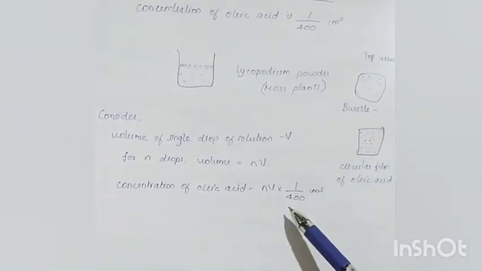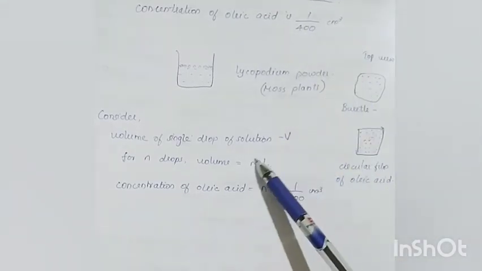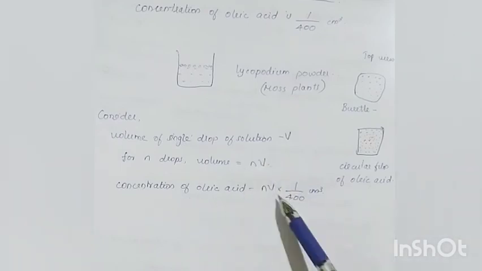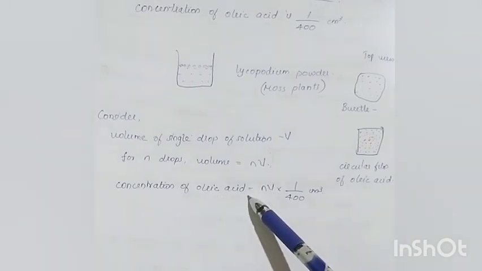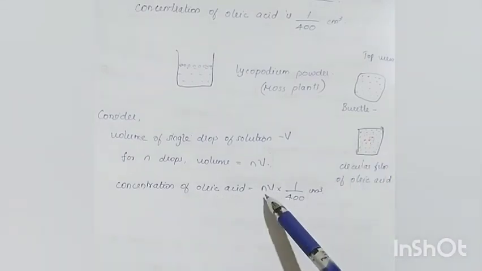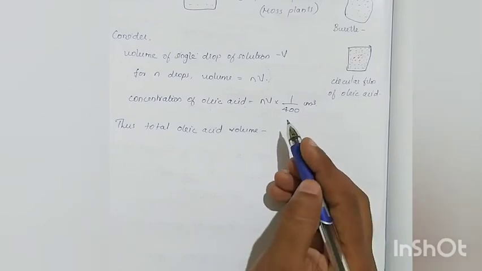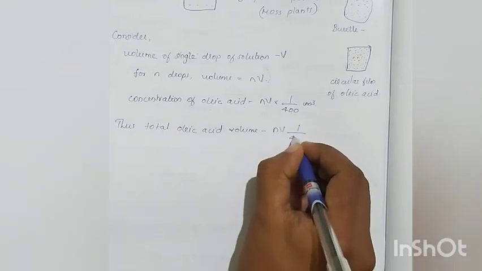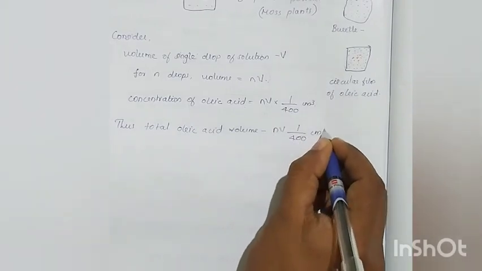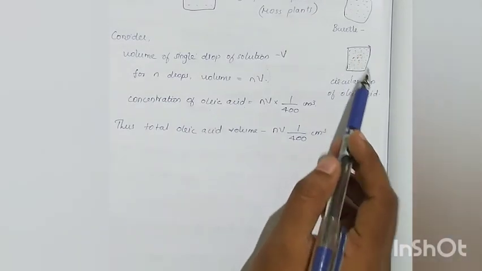We know that the concentration of oleic acid in the solution is 1 by 400 centimeter cube. So in a volume of nV, the total amount will be nV into 1 by 400 centimeter cube. Thus the volume of the oleic acid alone in the solution is given by nV into 1 by 400 centimeter cube. So we have obtained the volume of our oleic acid in this layer.